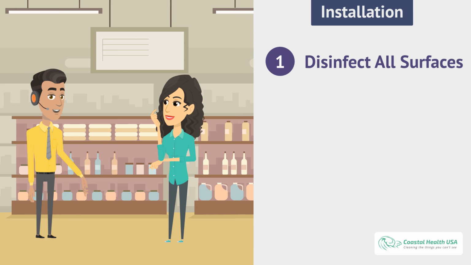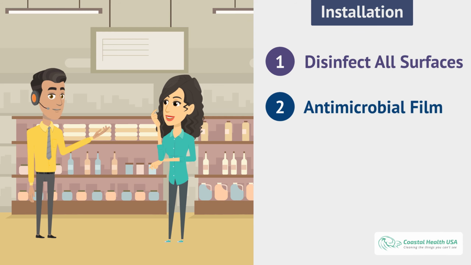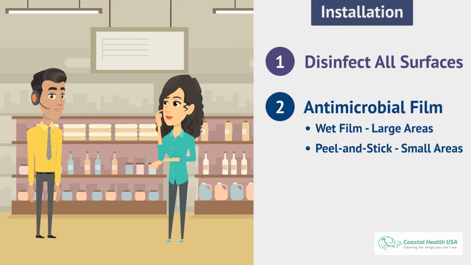Next, we start with the installation of the antimicrobial film, in which we utilize a combination of wet film applications for larger areas and device screens, peel and stick applications for smaller areas, and heat shrink applications for handles and doorknobs.